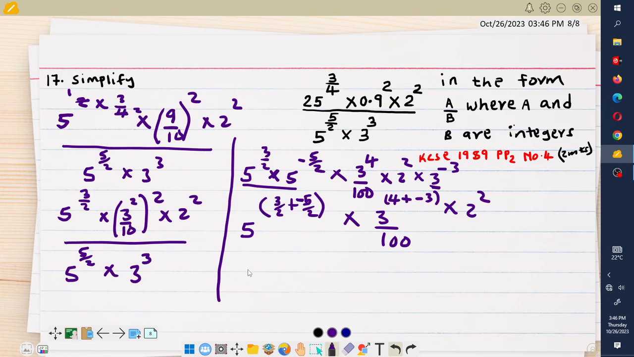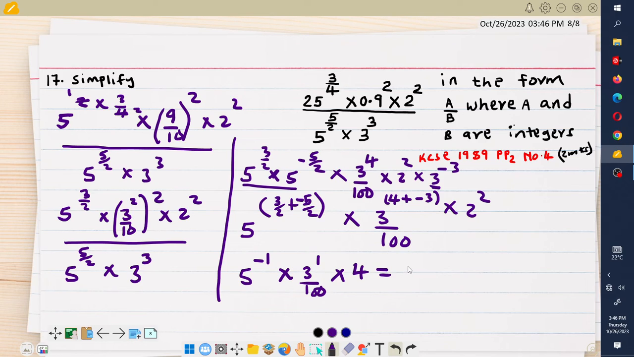So this will give me 5 to the power of, now if I take 3 over 2 plus minus 5 over 2, I'm going to get negative 1. So this will be 5 to the power of negative 1. Then multiplied by 4 plus minus 3, you will get 1. So this will be 3 to the power of 1, then over 100. Then multiplied by 2 squared, you are simply going to get 4. Then 5 to the power of negative 1 is the same as saying 1 over 5.